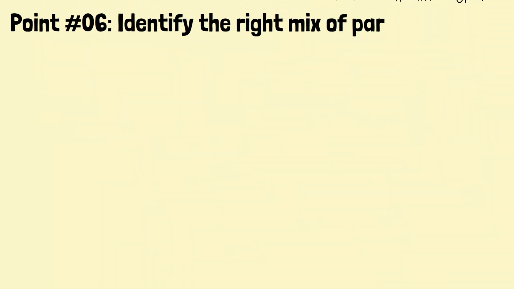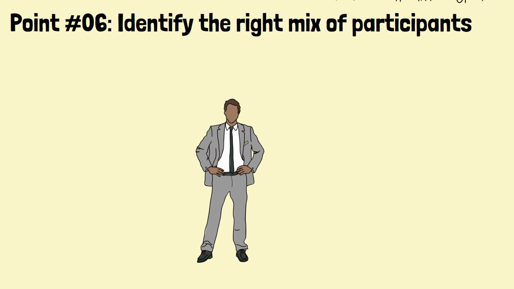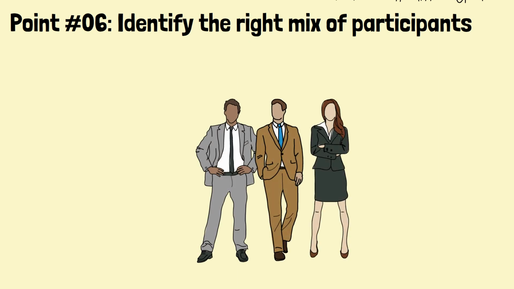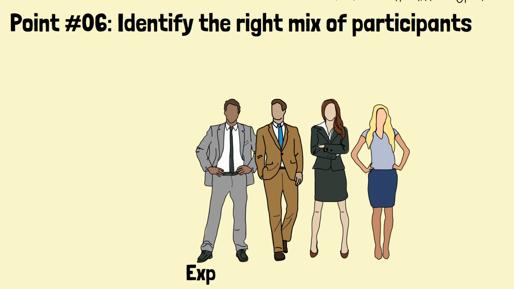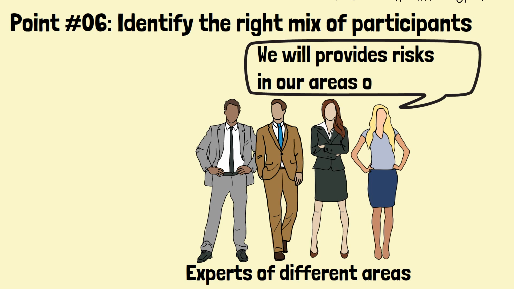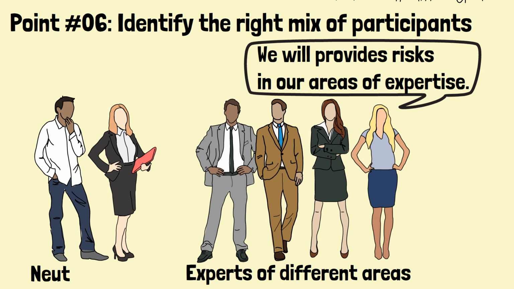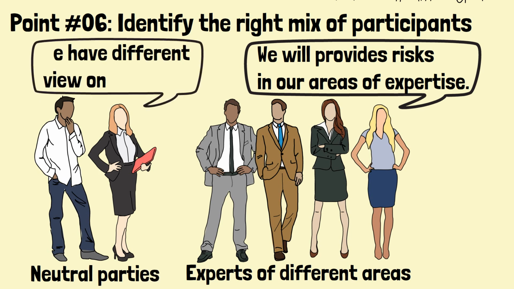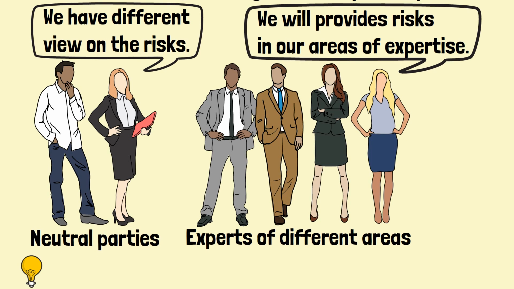Point number 6. Identify the right mix of participants. The mix of participants is subject to what topics are to be discussed in the risk workshop. If there are 4 areas of concern to be discussed, it is important to ensure that there are representatives of all the areas in the workshop. Sometimes, a few neutral parties can be invited to provide views from different perspectives. And the optimum size of participants is around 10 to 12.